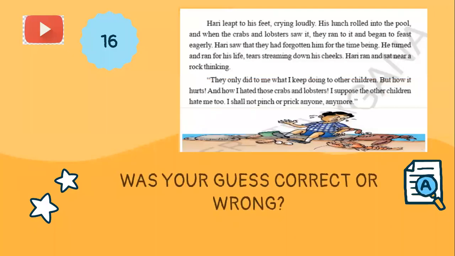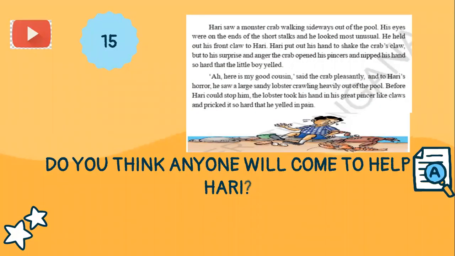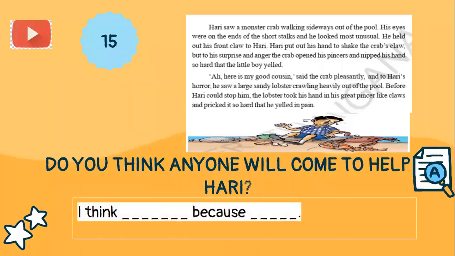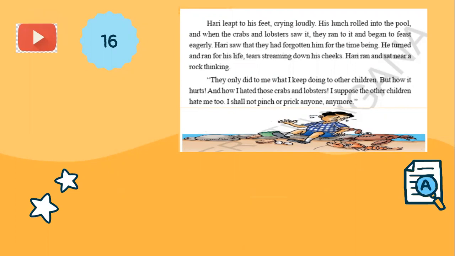Now let us see, was your guess correct or wrong, Boris? What guess did we make? We thought whether anyone will come to help Hari. Okay, now we'll see if you have made a guess that someone would come and help, then it is wrong, right? Now we need to adjust our guess. If you guess no one would come, then your guess is yes, and you got a confirmation for your guess.